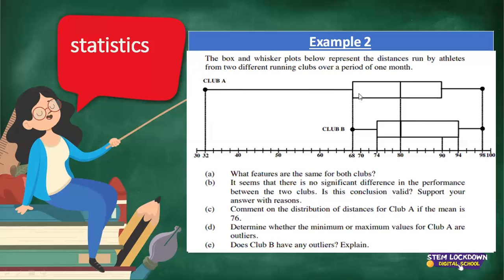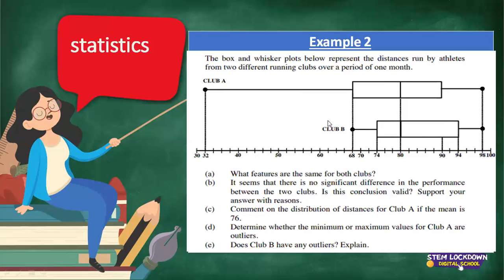So if you look at the box and whisker plot for Club A, you see that the minimum value is an outlier. It is an amount that is too small compared to the rest of the data. Because if you look, the lower quartile here is 78 and the median is 80, so 32 will be seen as an outlier compared to the rest of the data. Okay, next question. Does Club B have any outlier? Explain.